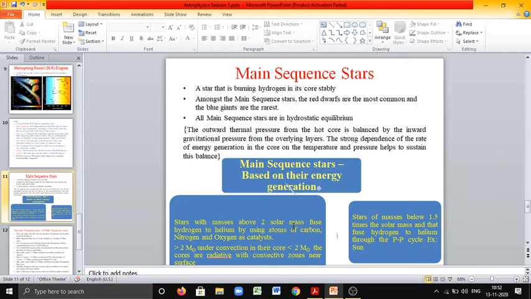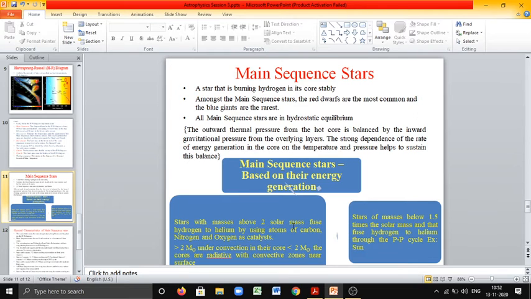Main sequence stars are stars in which hydrogen is burning in the core stably. They are called main sequence stars, stars in which hydrogen is continuously burning. Among the main sequence stars, the red dwarfs are the most common and blue giants are the rarest. See here, red dwarfs are the most common stars, whereas blue giants are the rarest.